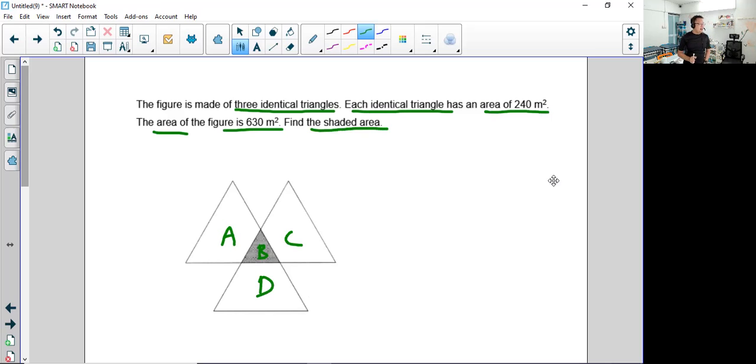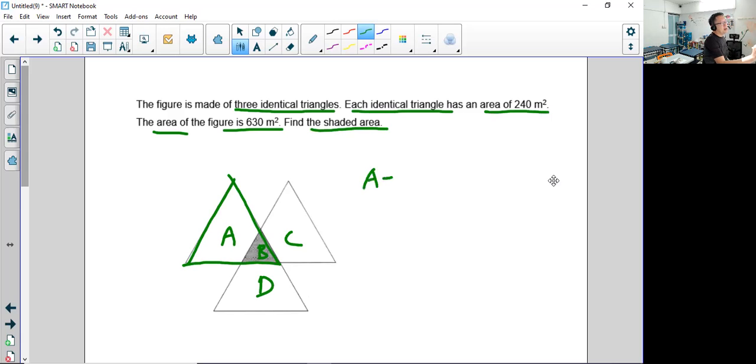All right, then what do we do next? So the first step is to label the parts ABC, and then the next step is to create your statements using the ABC. So let's find the area of this triangle, which is A plus B.